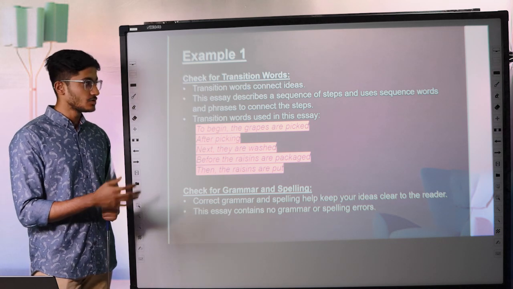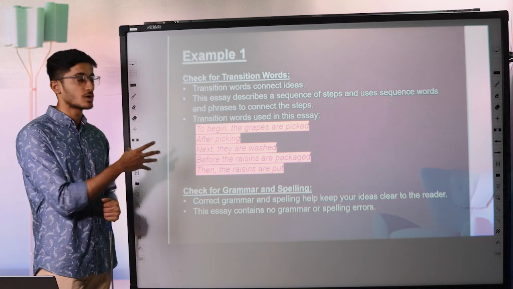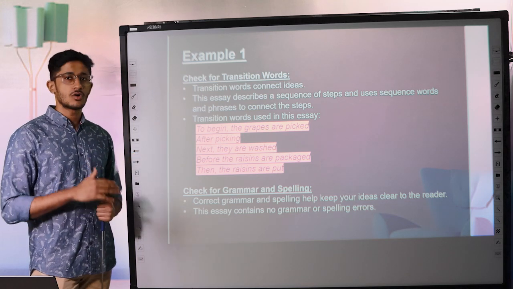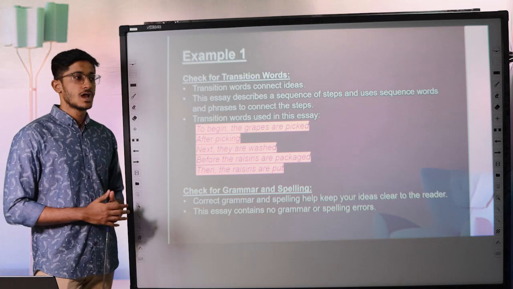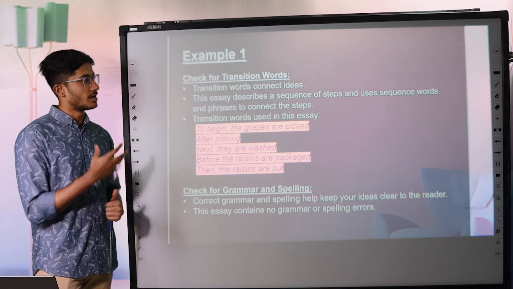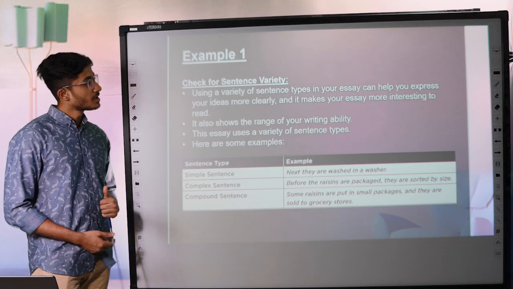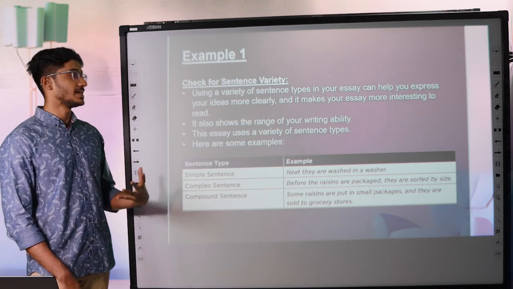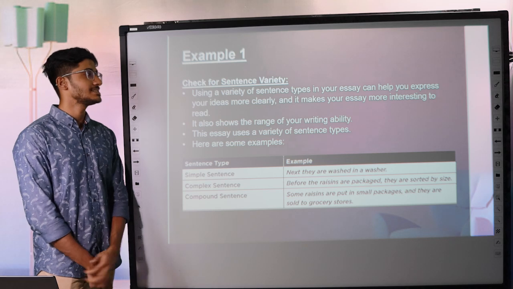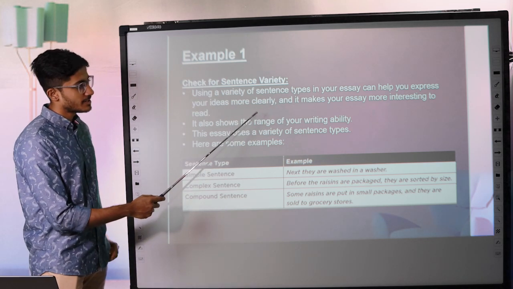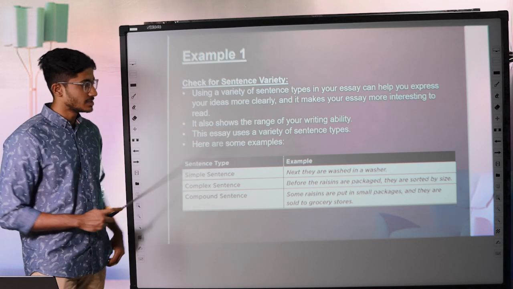And if we read this model essay, you will see that there are no grammatical errors or spelling mistakes, which is key while writing your Task 1. Next we check for sentence variety. Using a variety of sentence types in your essay can help you express your ideas more clearly, and it makes your essay more interesting to read.